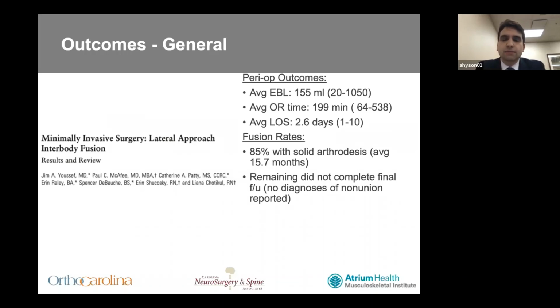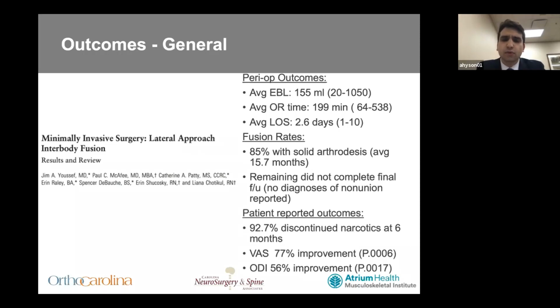Overall, the fusion rate was consistent with the study that was previously mentioned, with 85% of patients with solid arthrodesis at an average of 15.7 months. Remaining patients did not complete their final follow-up and had no formal diagnosis of non-union reported. Patients reported that at 6 months, 92.7% had discontinued narcotics. VAS scores had improved by 77%, and ODI scores had improved by 56% at final follow-up.